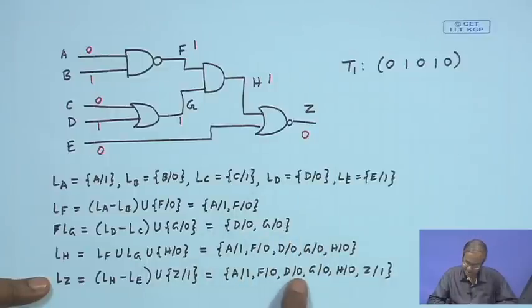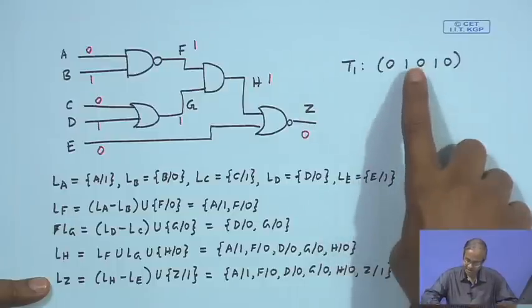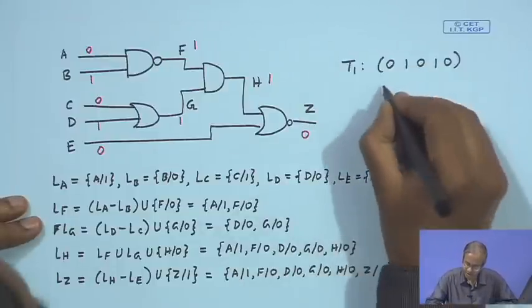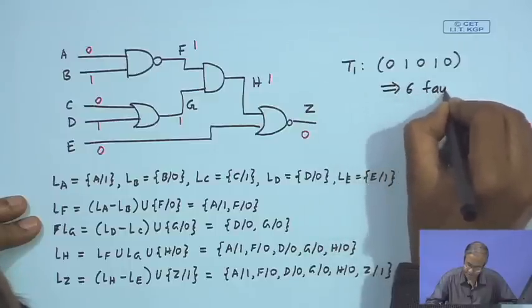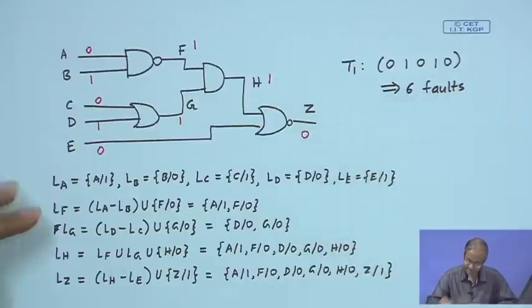So, we have obtained the fault list for the output line Z. You see, there are 6 faults here. So, what does this mean? It means that for all these 6 faults, the output value Z will change from 0 to 1, which means this test vector T1 can detect 6 faults, and these are the 6 faults, right.